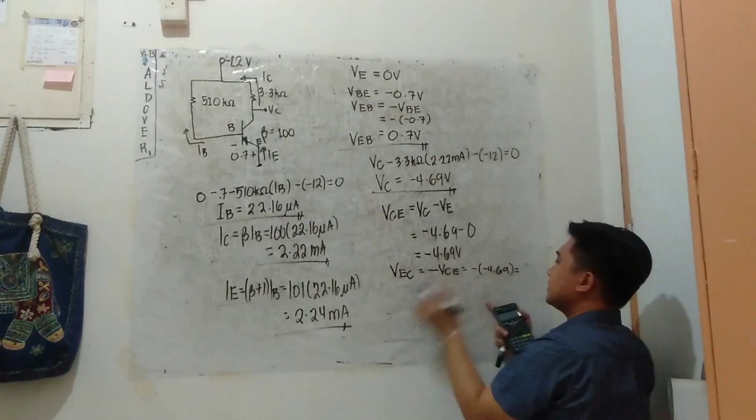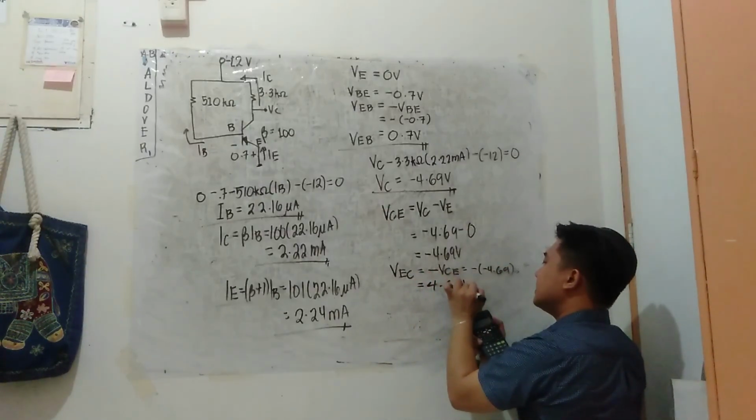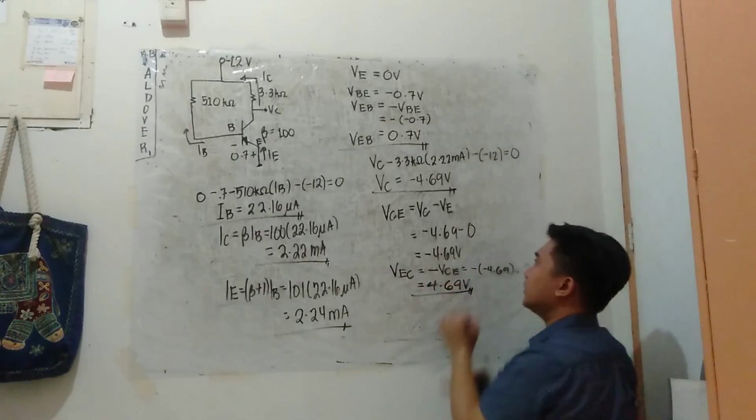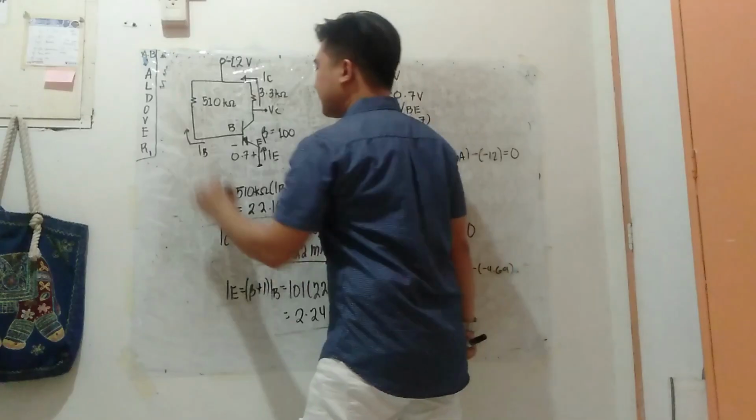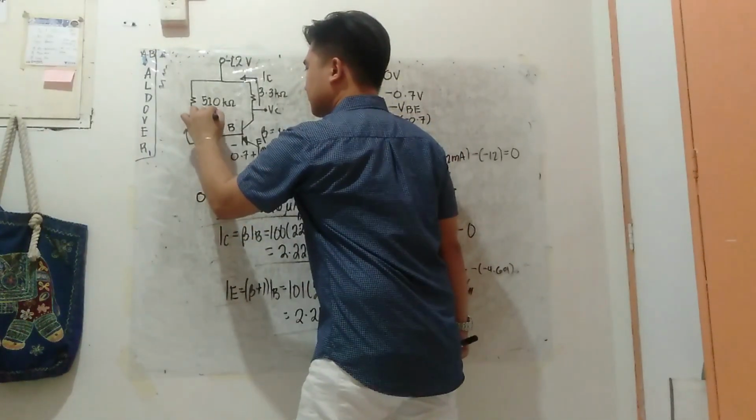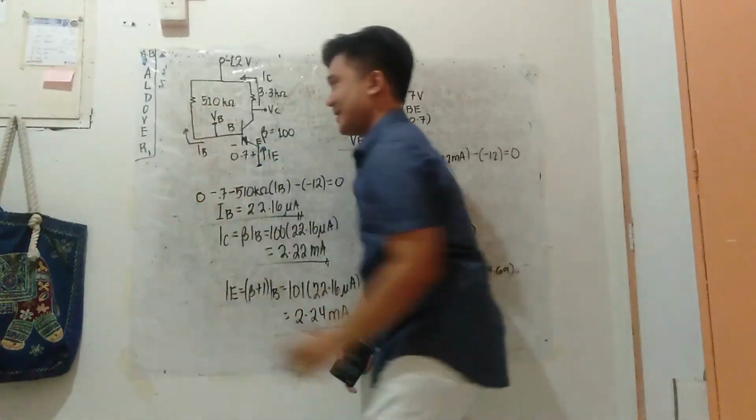So, this is 4.69 volts. Positive na po. Okay. So, may VC. Wala pa tayong VB. Ako pala may VB na. Joke.